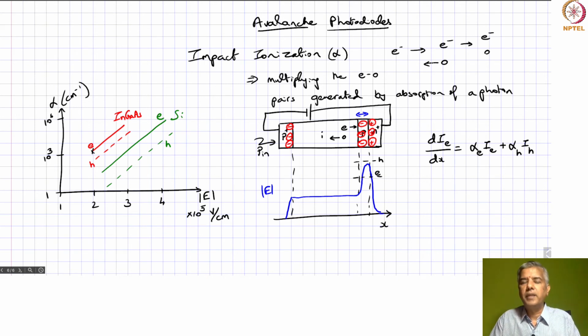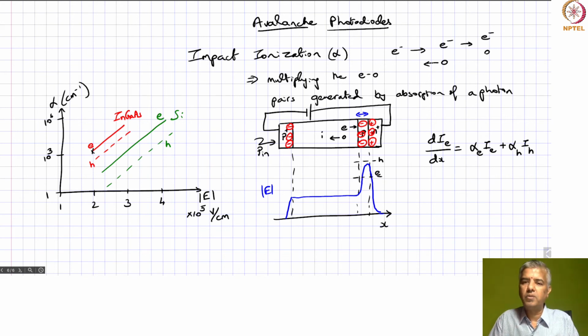So there comes a point beyond which the avalanche process actually defeats the purpose. Up to a certain point you have this multiplicative gain improving the responsivity, but beyond a certain point it also introduces so much noise that the signal to noise ratio is not increasing. So that is actually a key point to note. So you have what is called an optimum bias voltage as far as operating avalanche photodiodes are concerned.